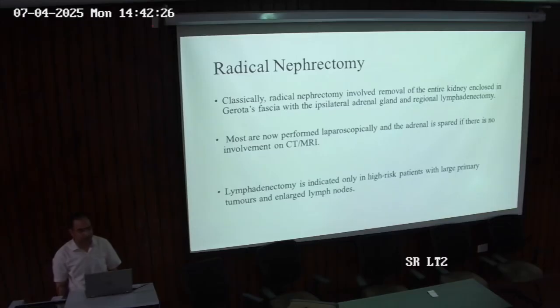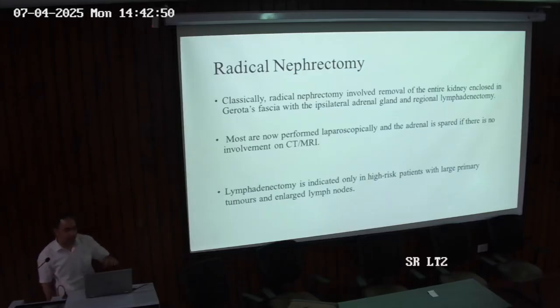Radical nephrectomy. So what are the components? I already discussed the components. Classically, radical nephrectomy involves removal of the entire kidney enclosed in the Gerota's fascia with the ipsilateral adrenal gland and regional lymph nodes. So that is the kidney, ipsilateral adrenal gland, and regional lymph nodes. This is the total radical nephrectomy.